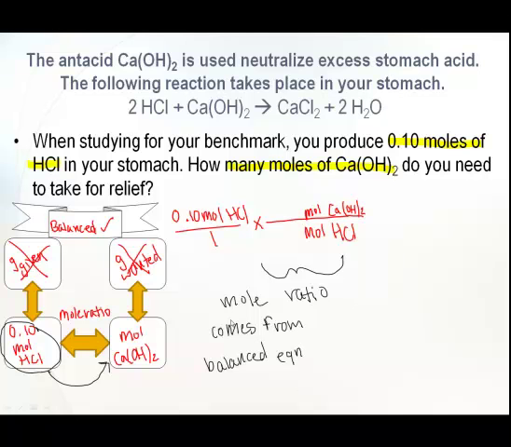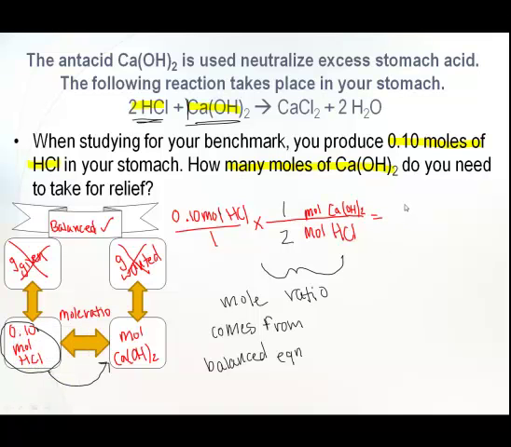So we're going to look at our balanced equation here, and the two things that I'm interested in are HCl and calcium hydroxide. So we see that we have 2 moles of HCl in our balanced equation. So put it 2 because there's a 2 in front of HCl. Then if I look at my calcium hydroxide, there's no number, so I assume that it's a 1. So once again, I'm just going to have to do 0.10 divided by 2.